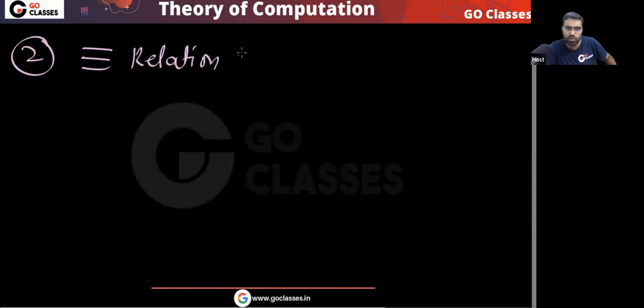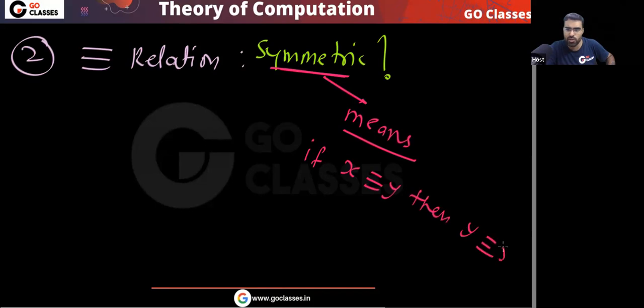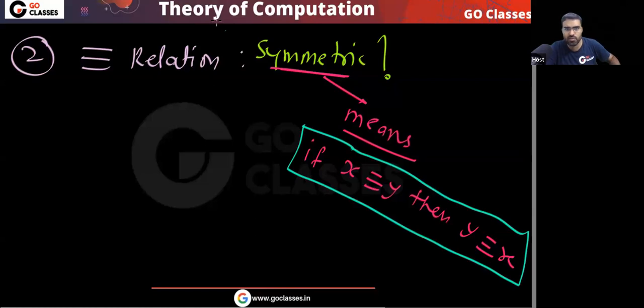Now, the next question: is this relation symmetric? Symmetric means that if X is equivalent to Y, then can I say Y is equivalent to X? Yes, of course. So this will be symmetric also.